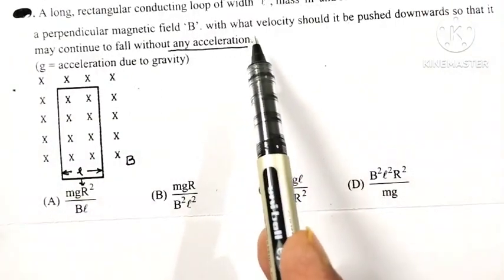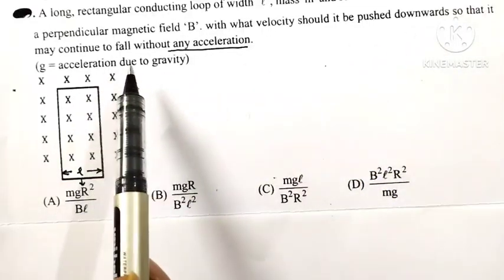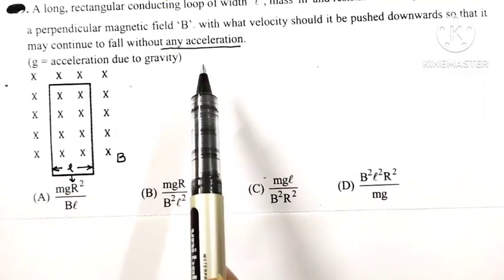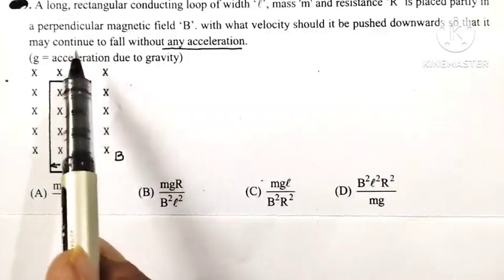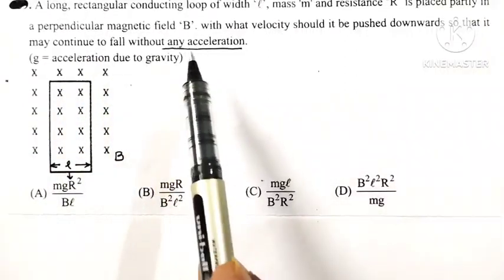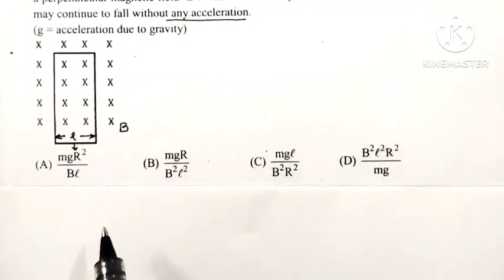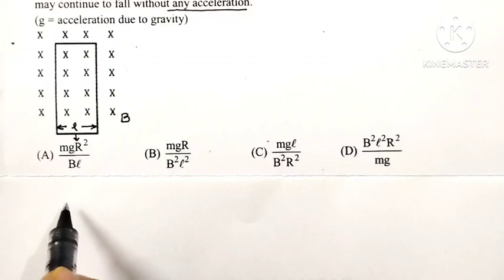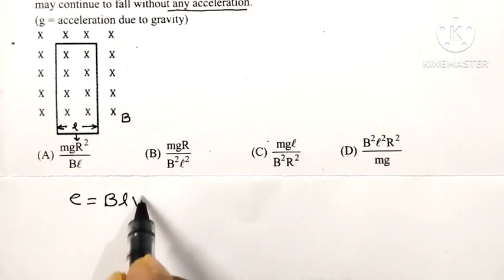the question is, with what velocity should it be pushed downward so that it may continue to fall without any acceleration? So when this loop is moved with velocity V, then we know that across the two ends of the conductor, the EMF induced is given by E is equal to BLV.